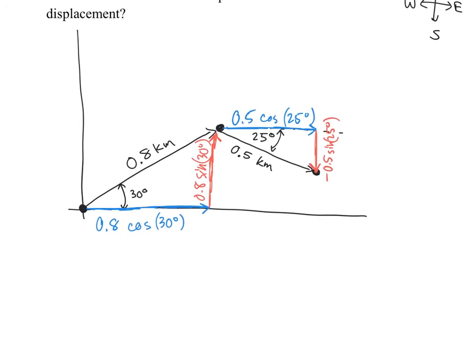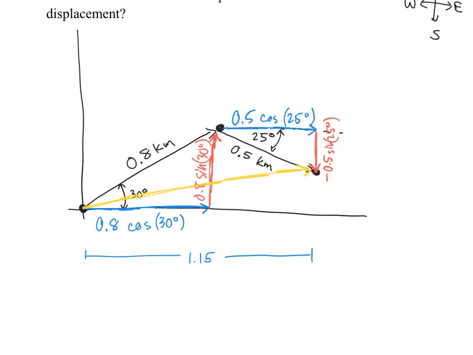So I have to add the blues together. If I add 0.8 cos 30 plus 0.5 cos 25, I will get 1.15. That's the overall x dimension of this. Remember, what's my resultant? This is kind of wild, right? Let's draw the resultant in. Here's the resultant right here, that yellow coming across. So this is the base of the resultant.